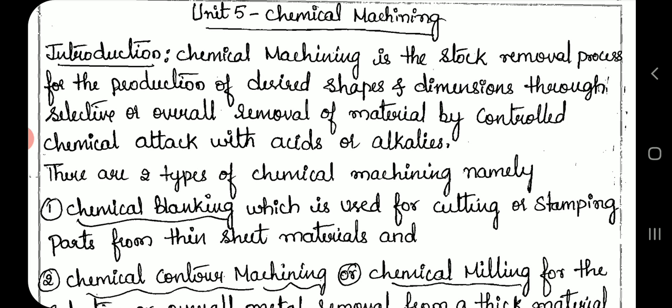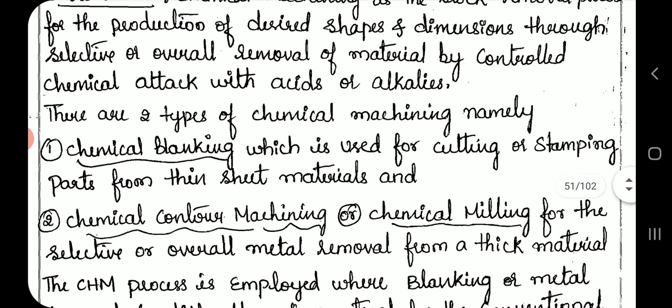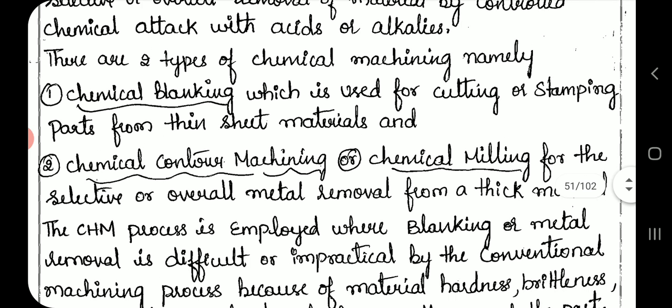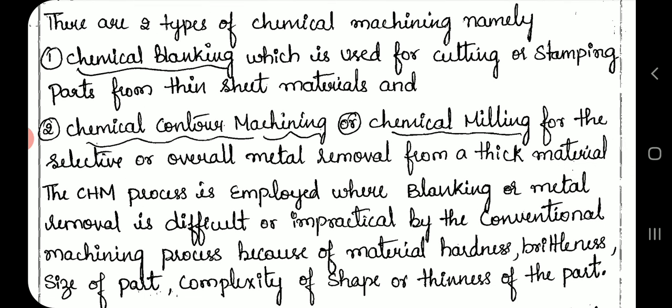There are two types of chemical machining, namely chemical blanking, which is used for cutting or stamping parts from thin sheet materials, and chemical contour machining or chemical milling for the selective or overall metal removal from a thick material.